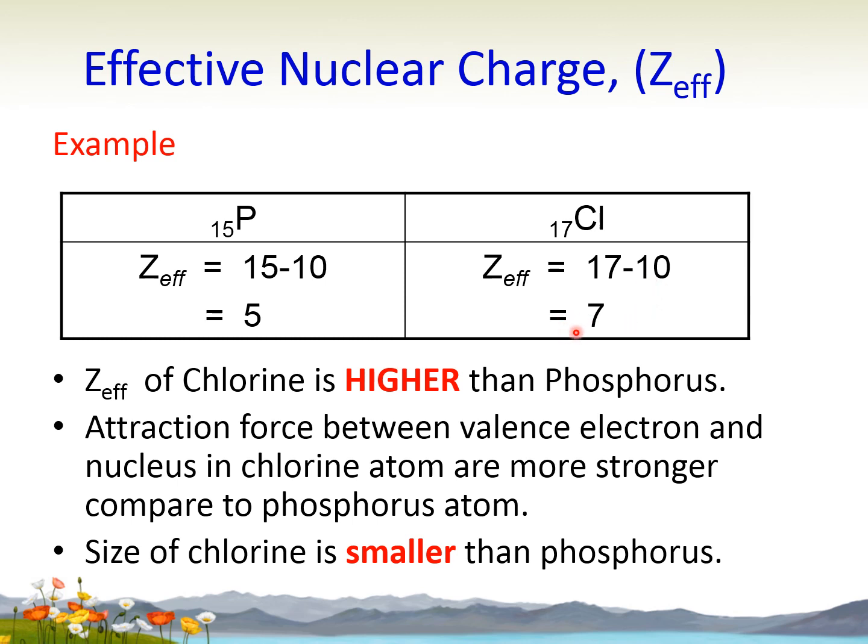So you get 7. As you can see here, Zeff of chlorine is higher than phosphorus, meaning the attraction force between the valence electrons and the nucleus in the chlorine atom is stronger compared to the phosphorus atom. When the attraction force between the valence electrons and the nucleus is stronger, the electrons are pulled towards the nucleus, making the size of chlorine smaller than phosphorus.